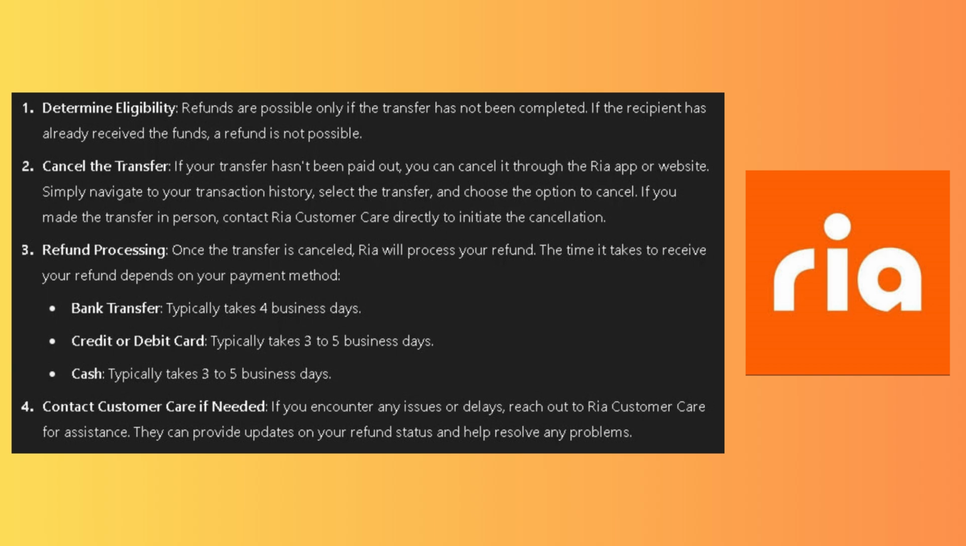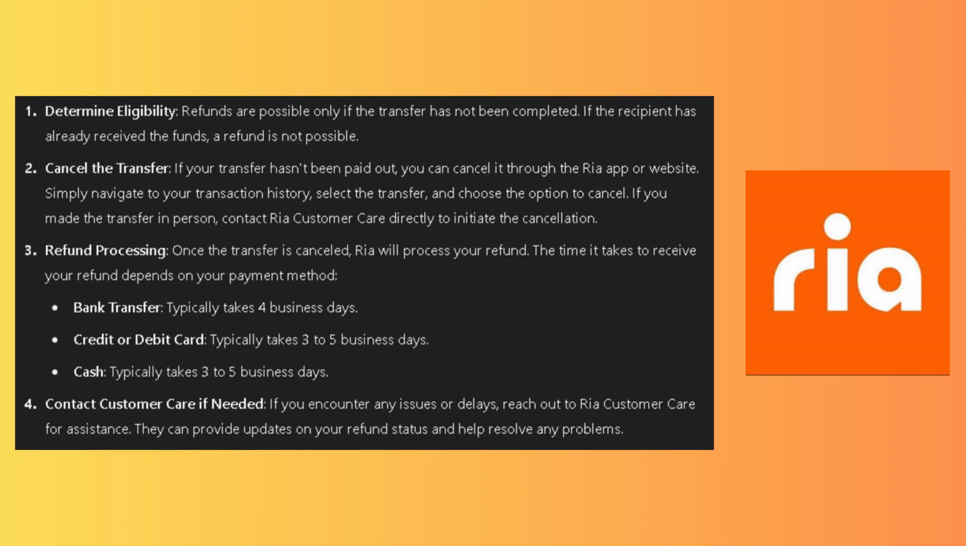Cancel the transfer. If a transfer has not been paid out yet, you can cancel it through the RIA app or website. Simply navigate to the transaction history, select the transfer and choose the option to cancel. If you make the transfer in person, contact RIA customer care directly to initiate the cancel.